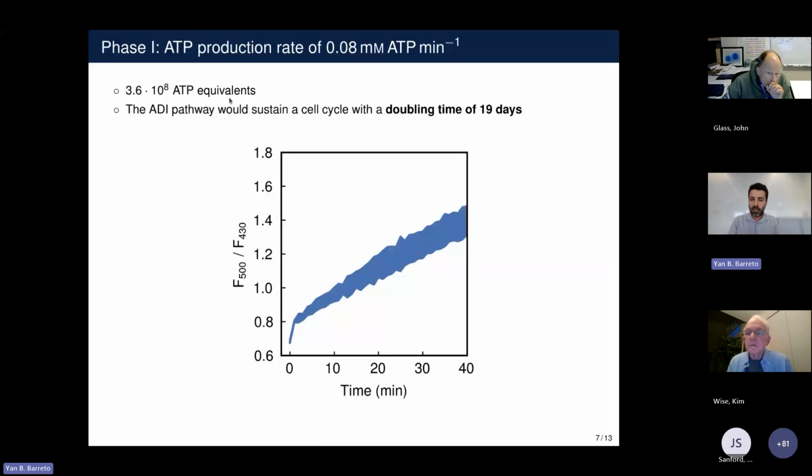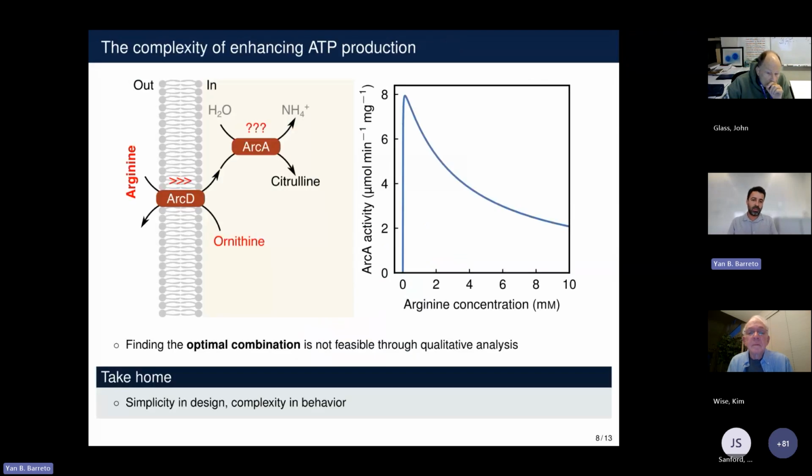So of course the ATP is being produced too slowly, which means that our system is under-optimized. That's where my work came in. What we did here to tackle this problem was to develop a mathematical model of the ArcA pathway. And in this slide, I will quickly explain why we need a mathematical model for it.